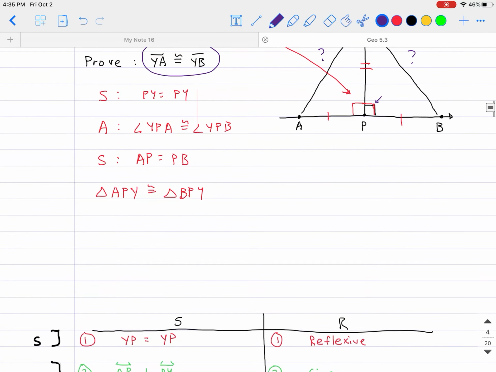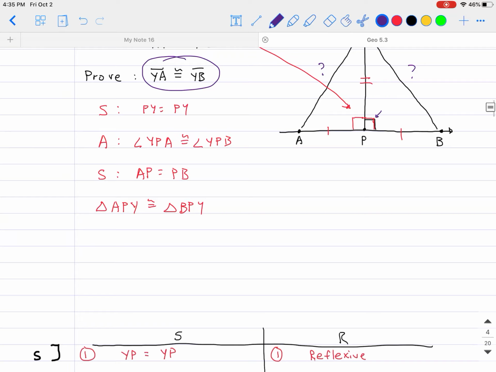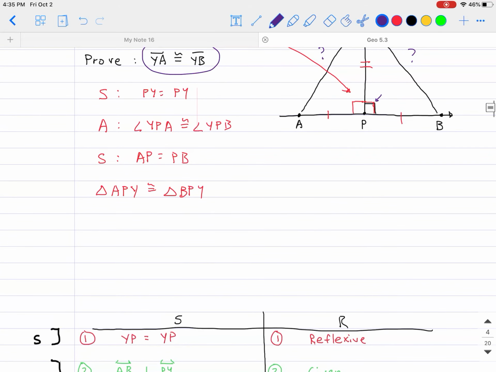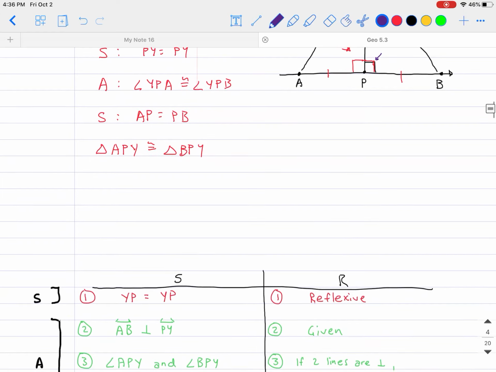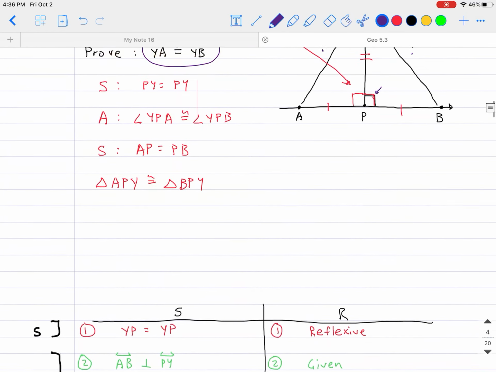First, you can see my first part is that S right here, YP is equal to YP. That's easy enough. Or actually, I wrote PY up there, but it's still the same thing. So YP is congruent to YP because of the reflexive property. One thing is always equal to itself, right? So here is the first time we probably see a reflexive property being used properly.